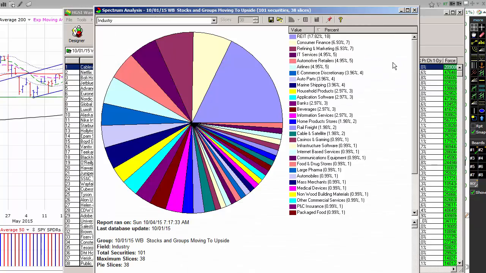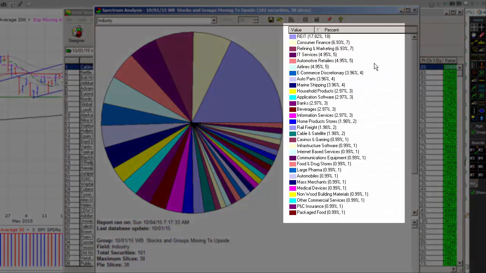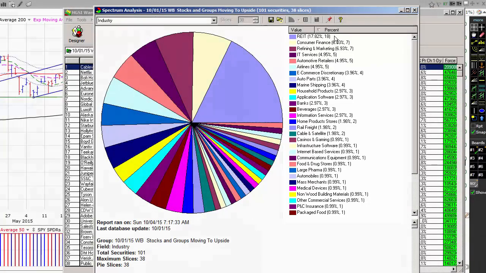This is our spectrum analyzer, and what it does is it takes the top 100 stocks in our sort and divides them by industry group. We can see that we have 18 real estate investment trusts in the top 100, 7 consumer finance stocks, 7 refining and marketing stocks, 5 IT service stocks, and rounding out the top 5, we have 5 automotive stocks, also 5 airline stocks. This is where the power in the market seems to be moving to on the day that the market confirmed our uptrend. Let's take a quick look at the Russell 2000.